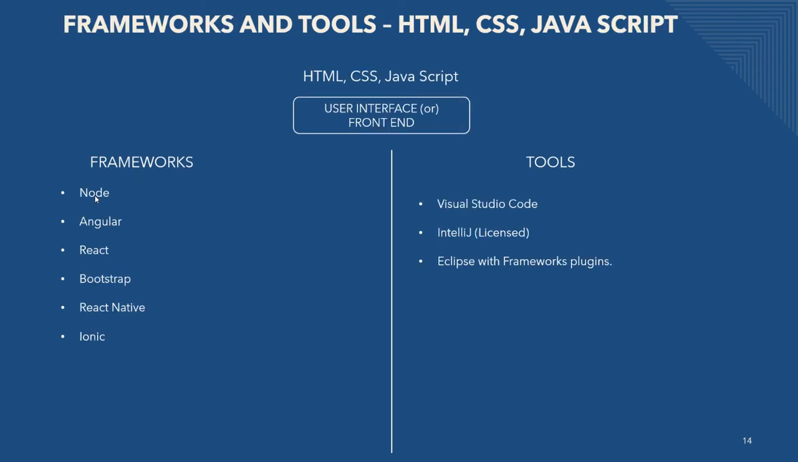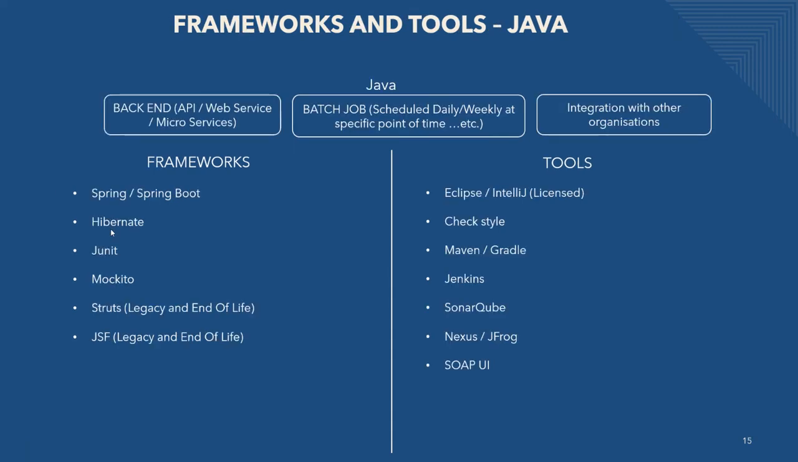The front-end frameworks here also support testing. Angular, React, and all of them have their own testing frameworks built in. Whereas over here, Spring Boot and Hibernate are the main frameworks for Java applications. If you learn these two frameworks, you can develop all these features and applications, either a batch job, a backend API, or integration with other applications. You can develop it just by learning these two frameworks.